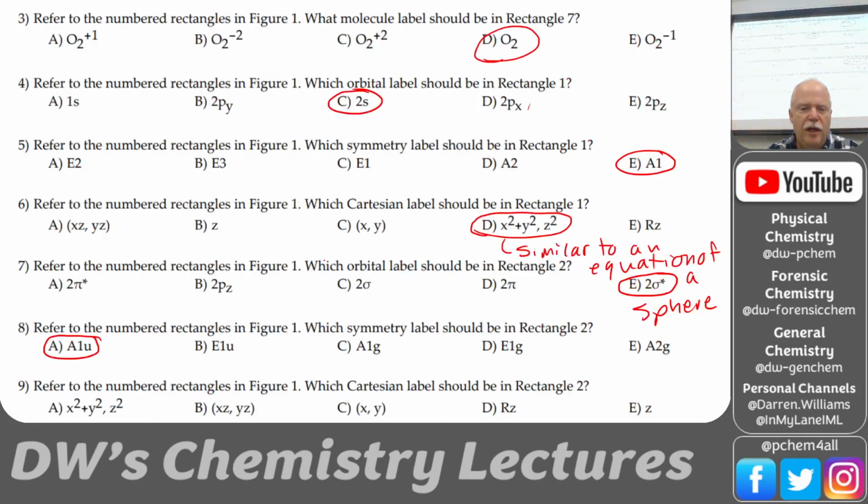And then which Cartesian label should be in rectangle 2? I just said it should be Z. I typically find the Cartesian label first and then go to the character table and find the symmetry. So I recognize that it's Z symmetry, and then when I go find Z, I know that it's A1u.